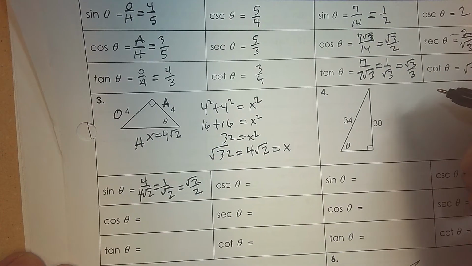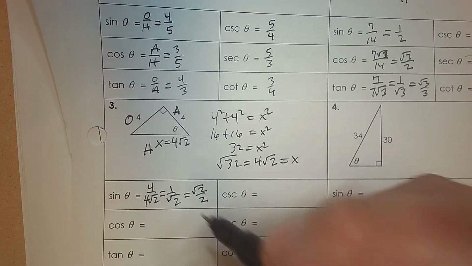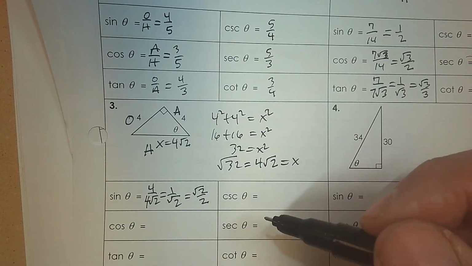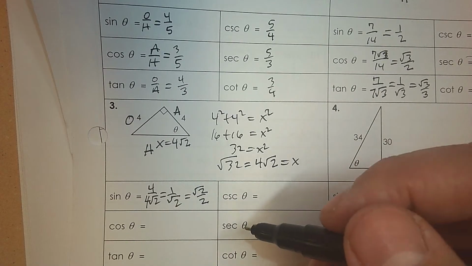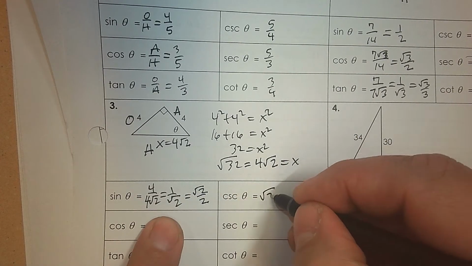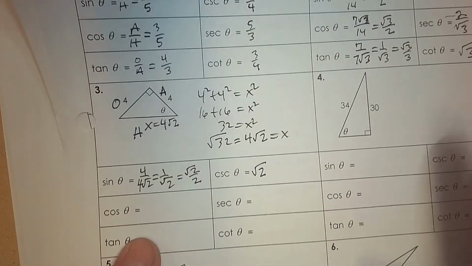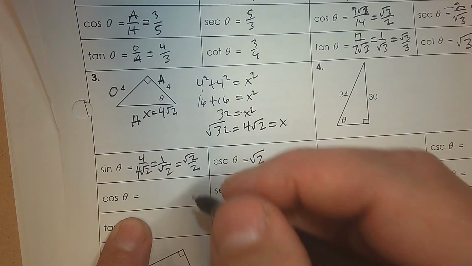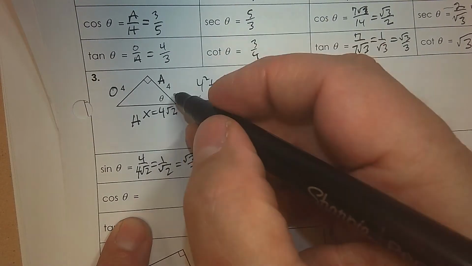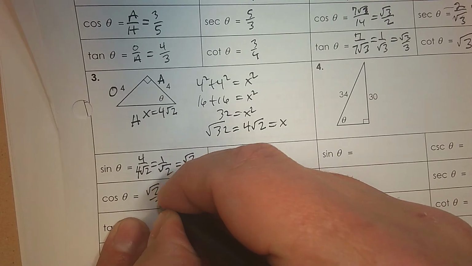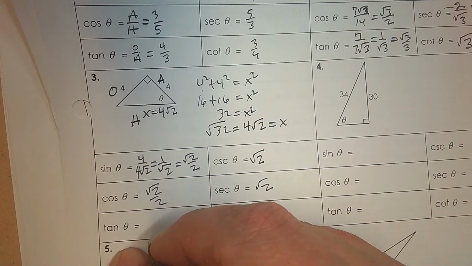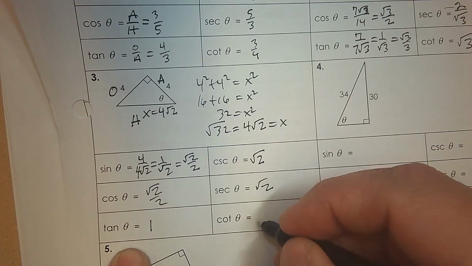And again, to rationalize the denominator, take the square root, top and bottom. So root 2 times root 2, and 1 times root 2. All right, the reciprocal, root 2 over 1 is root 2. Cosine, this is going to be the exact same answer because it's an isosceles triangle. So this is root 2 over 2, and this is root 2. Tangent, 4 divided by 4 is 1, and the reciprocal of 1 is 1.